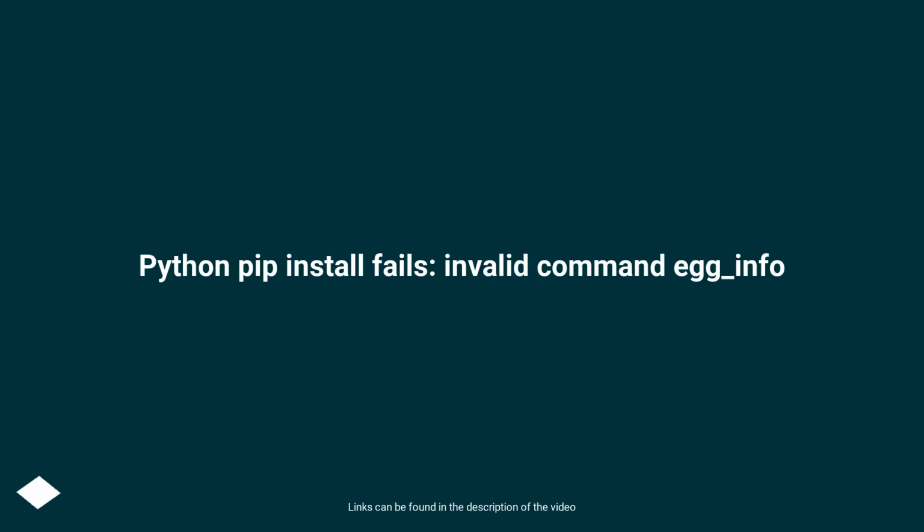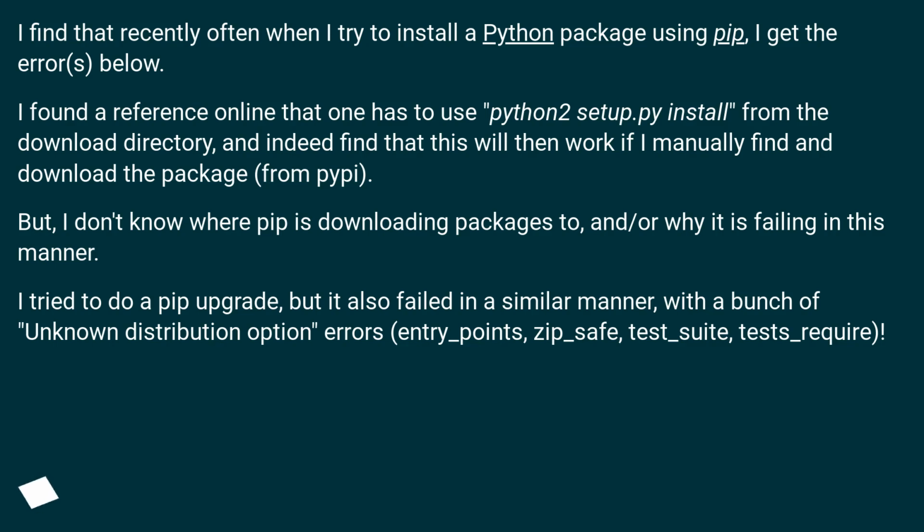Python pip install fails, invalid command egg_info. I find that recently, often when I try to install a Python package using pip, I get the errors below.